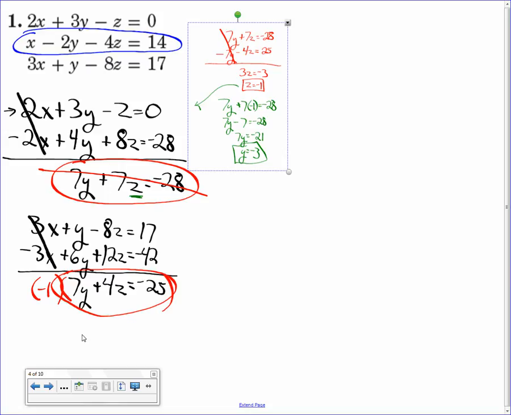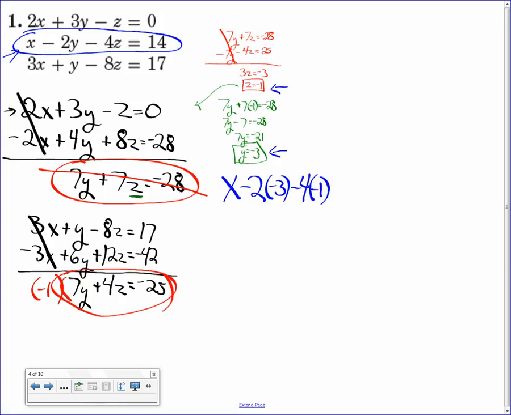Okay, now let's go ahead and do our substitution. Remember, we're using the equation right there. So I've got x minus 2y, and remember, y is negative 3, and minus 4z, and remember, z is negative 1, equals 14. Okay, let's simplify. Negative 2 times negative 3 is a positive 6. Negative 4 times negative 1 is a positive 4. All right, so far so good. Now we'll combine our like terms. 6 plus 4 is 10. I'll simply subtract 10 from both sides.